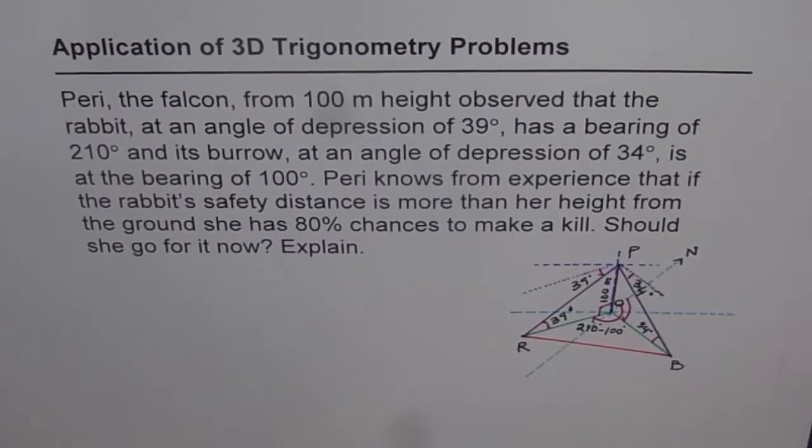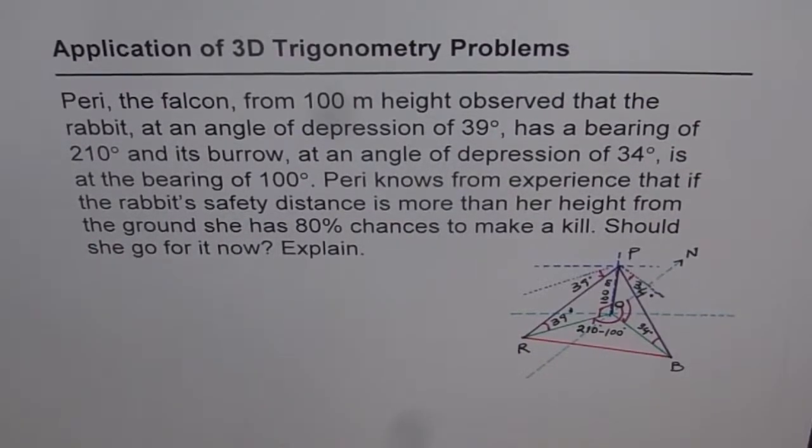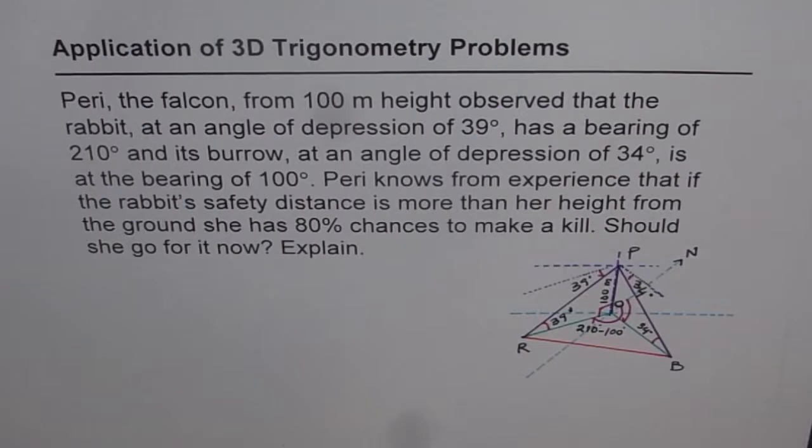Let us understand how to solve 3D problems using trigonometry. The question here is: Perry the falcon, from a 100-meter height, observed that the rabbit at an angle of depression of 39 degrees has a bearing of 210 degrees, and its burrow at an angle of depression of 34 degrees is at the bearing of 100 degrees.